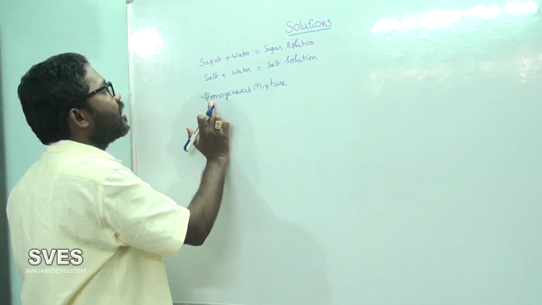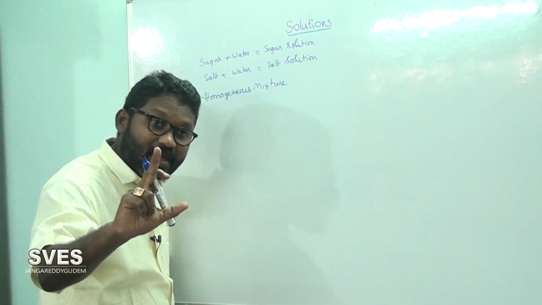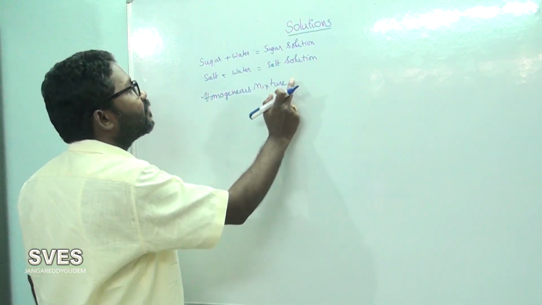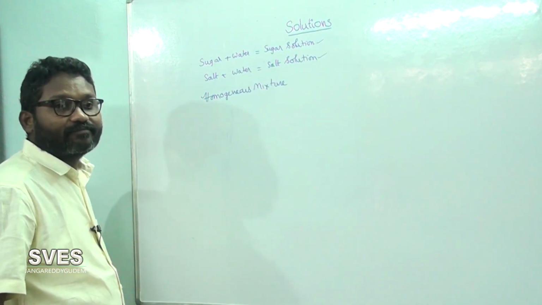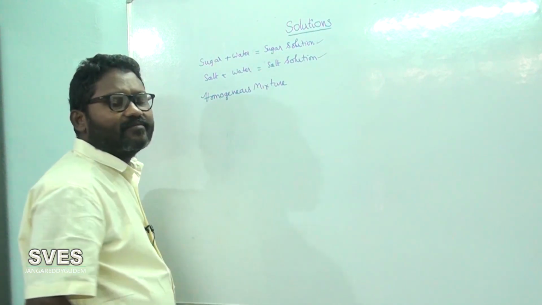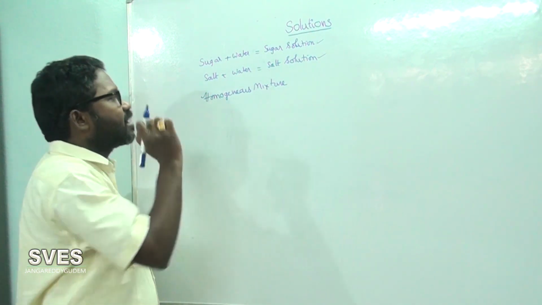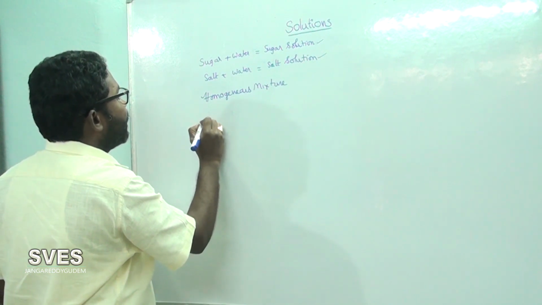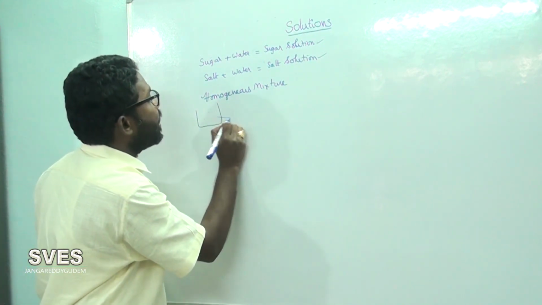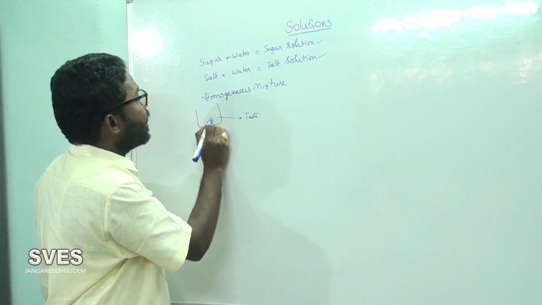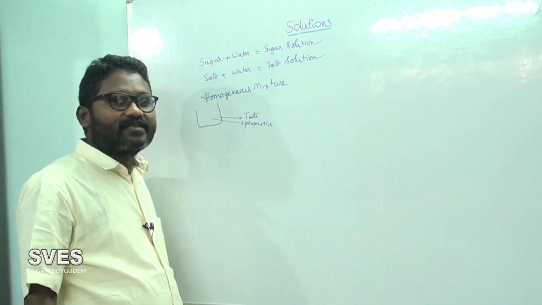So what is a solution? A homogeneous mixture of two or more components whose composition may be varied. It is called a solution. Sugar solution, salt solution. Why is a solution homogeneous? A solution is always homogeneous in nature, because every particle of the solution has the same taste, same properties. Therefore, a solution is always homogeneous in nature.